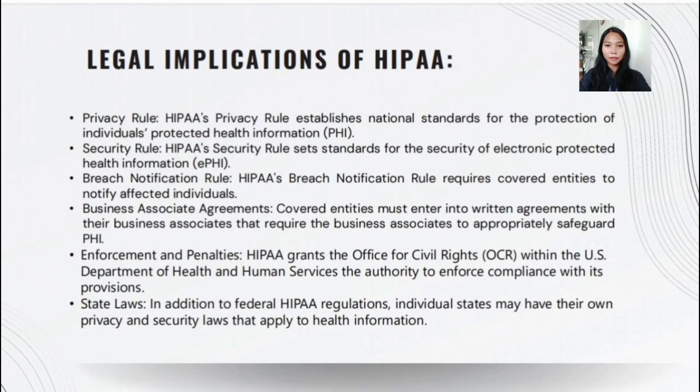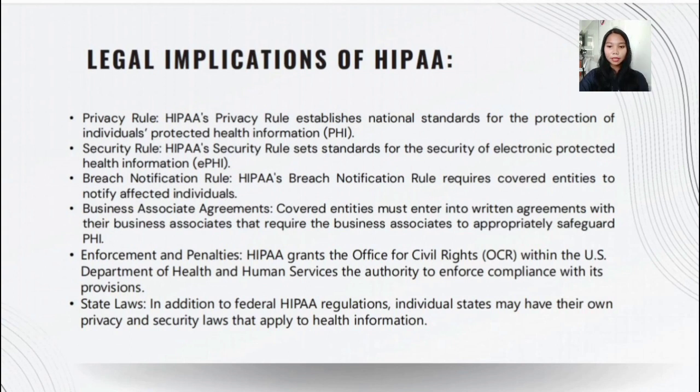Legal implications of Health Insurance Portability and Accountability Act. Privacy Rule. HIPAA's privacy rule establishes national standards for the protection of individuals' protected health information. HIPAA's privacy rules set regulations for the use and disclosure of protected health information. Covered entities such as healthcare providers, health plans, and healthcare clearinghouses must adhere to these standards. Information systems used by covered entities must comply with HIPAA's requirements to ensure the privacy and security of protected health information.